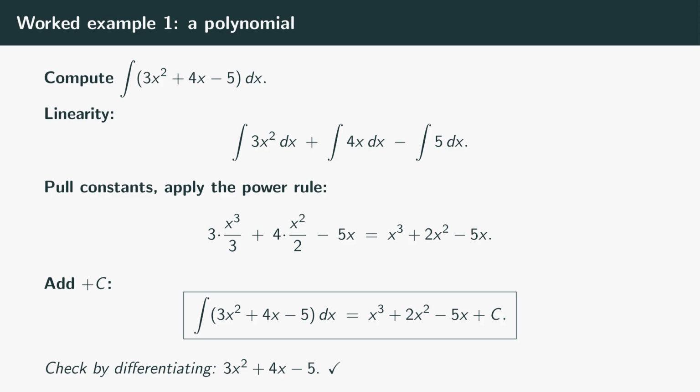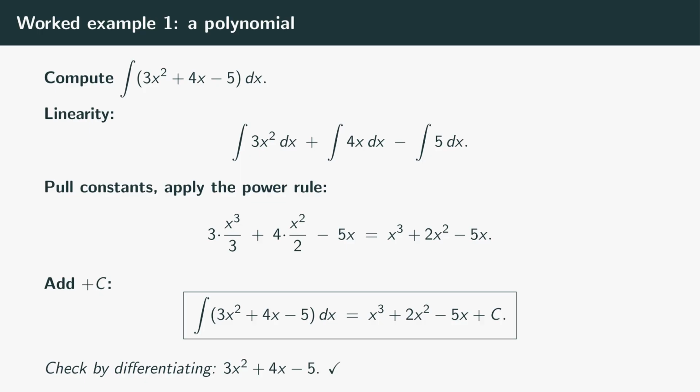First worked example. Compute the integral of 3x squared plus 4x minus 5 dx. By linearity, this splits into three integrals, the integral of 3x squared plus the integral of 4x minus the integral of 5. Constants pull out, so it becomes 3 times the integral of x squared plus 4 times the integral of x minus 5 times the integral of 1.